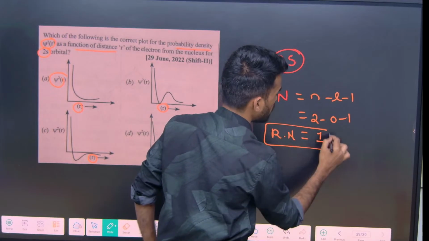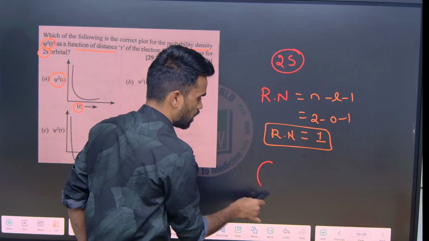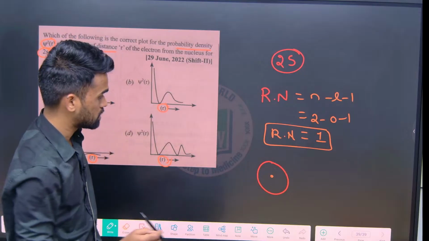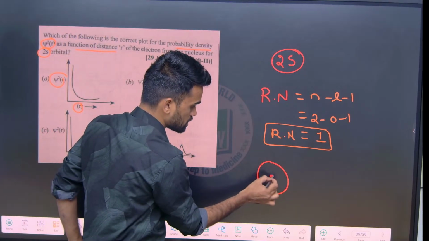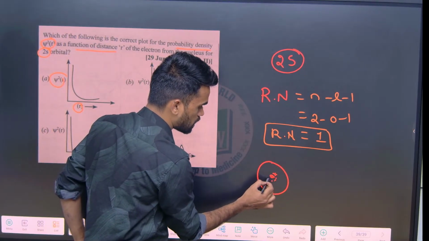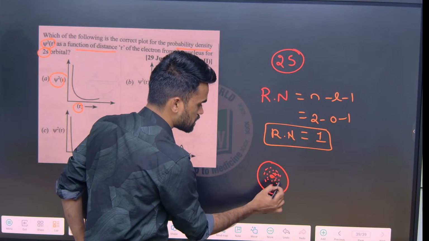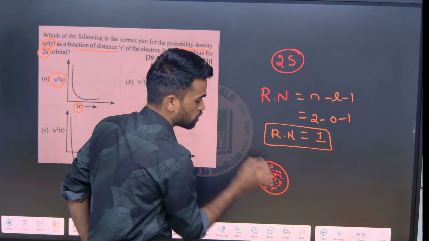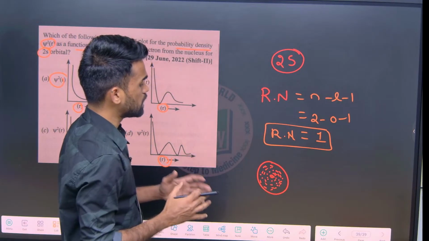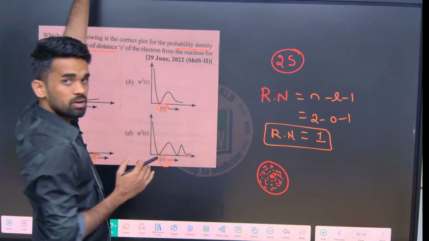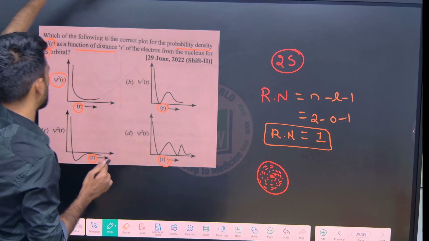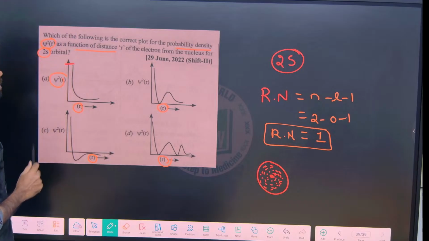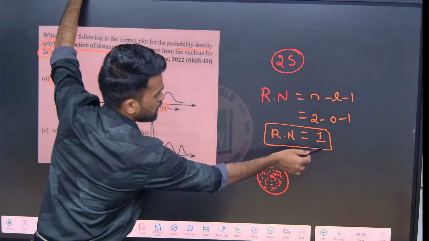If you write the s subshell structure, the s orbital will be like this. See, if this is the nucleus, around the nucleus we have a lot of electrons. So electron density is more at the nucleus, at the center of this s orbital. It means the graph should start from a peak, from a higher state, not from 0. It should be from the maxima.